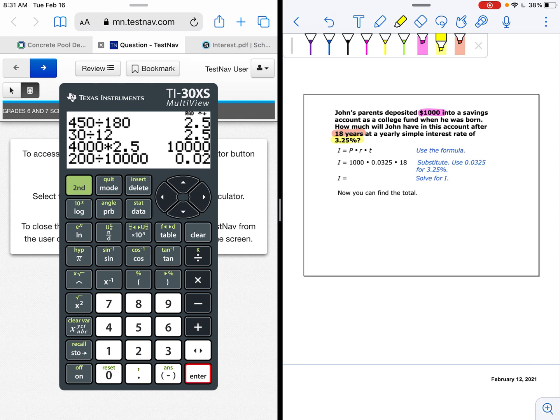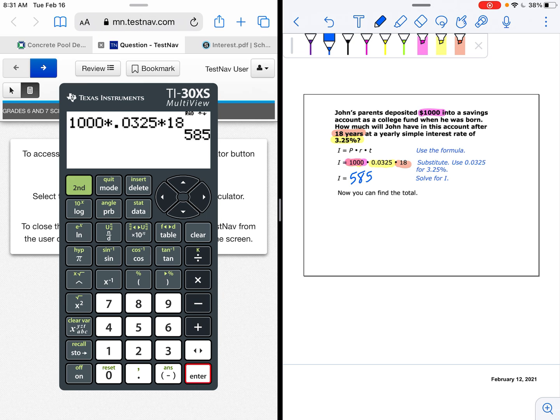So I'm going to put everything I know into my calculator. Here's my original amount, here's my rate, here's my time. I'm just going to put it in the calculator. Clear this out. I'm going to say 1,000 times 0.0325 times 18, because it's already in years, and I get $585. But now it's asking for how much he will have in his account at the end. So I have to add the 1,000 to that 585, and I get $1,585.